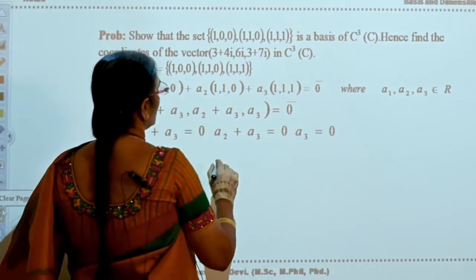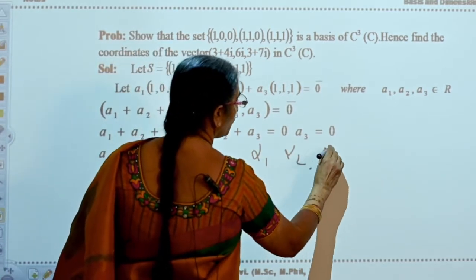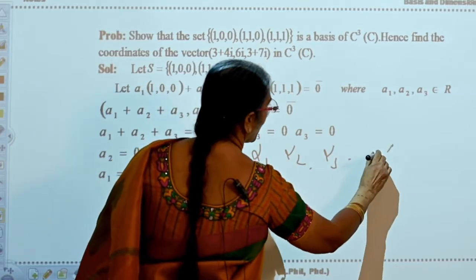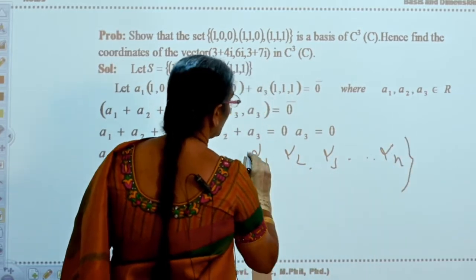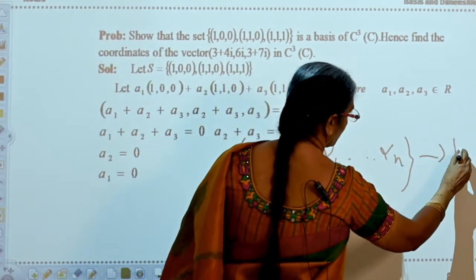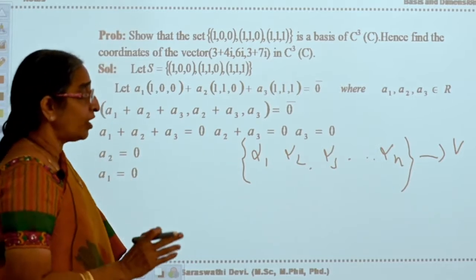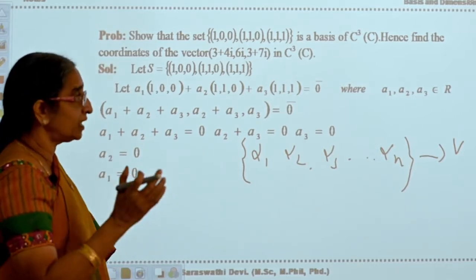Suppose alpha 1, alpha 2, alpha 3 and so on, alpha n is a basis set of a vector space V. It is a basis of a vector space V. What are the coordinates of a vector?